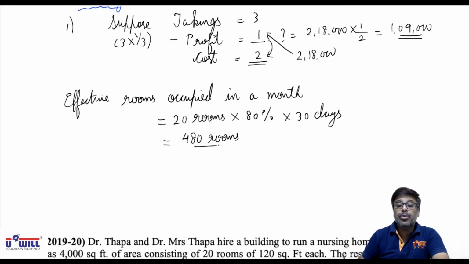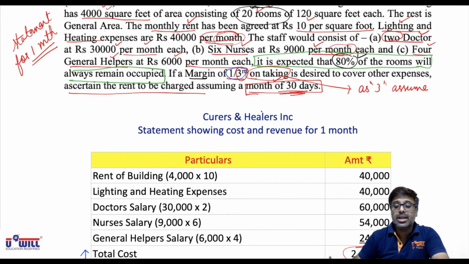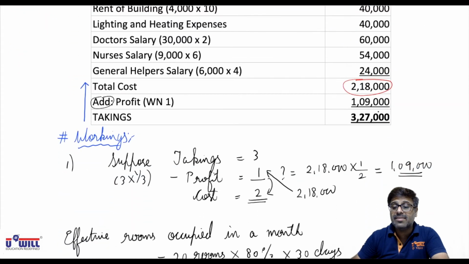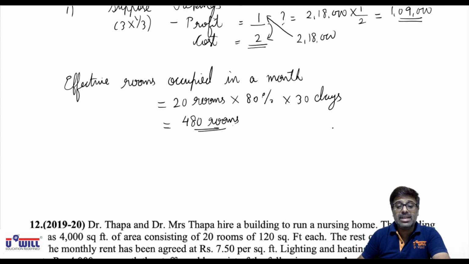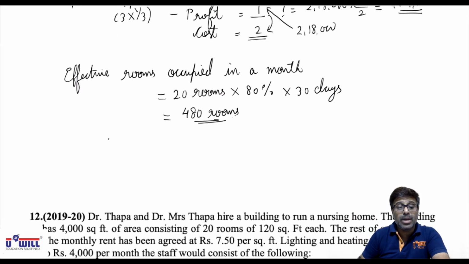Now, to earn a profit of 1/3 on takings, we have to recover 3,27,000 monthly. This whole statement is for 1 month. So we have to recover 3,27,000 from 480 rooms. Means what should be the room rent per day to be charged?